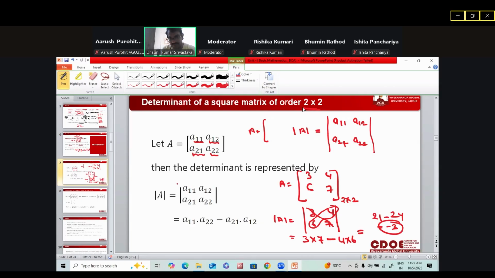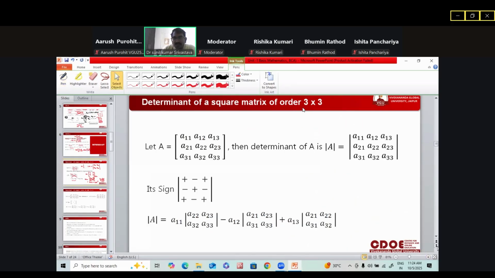So the determinant value of a 2 by 2 matrix we always find by multiplying A11 with A22, then the minus sign, and A21 with A12. In this way you can find the value: A11 A22 minus A21 A12. So finally, this is the process to find the value of any determinant of order 2 by 2.